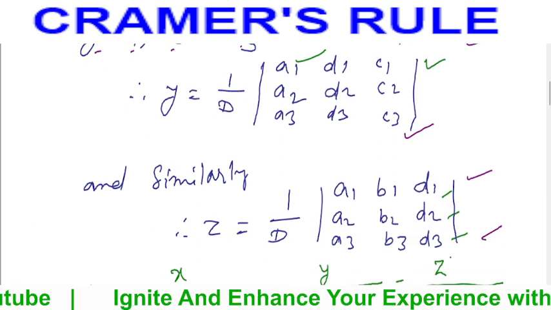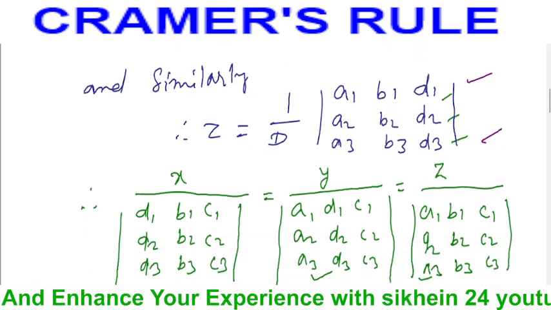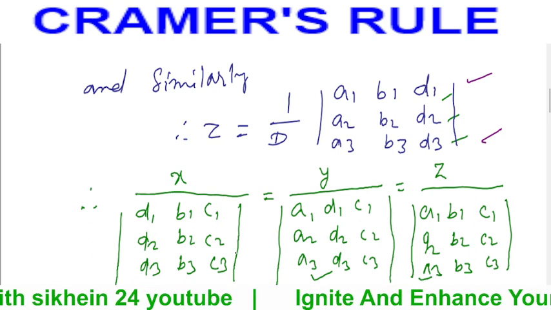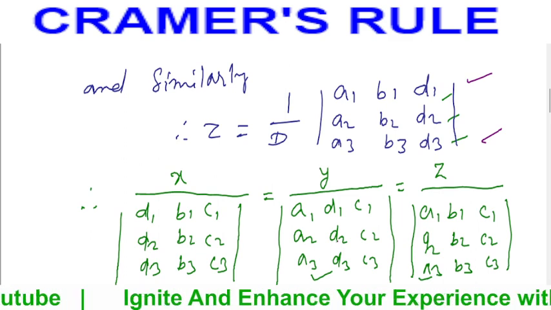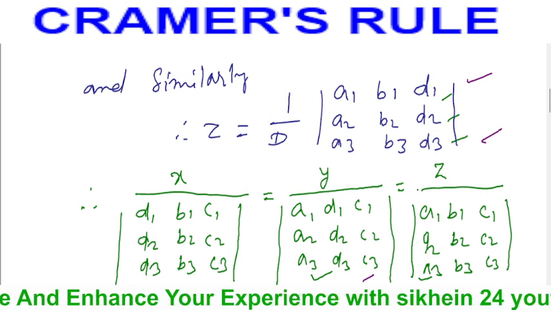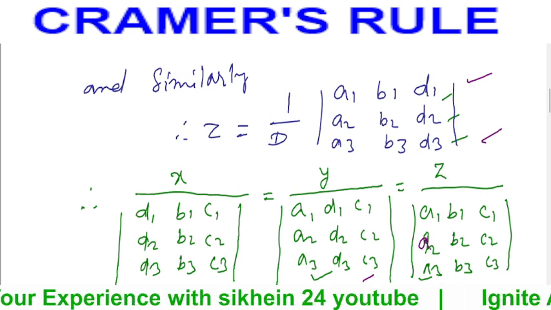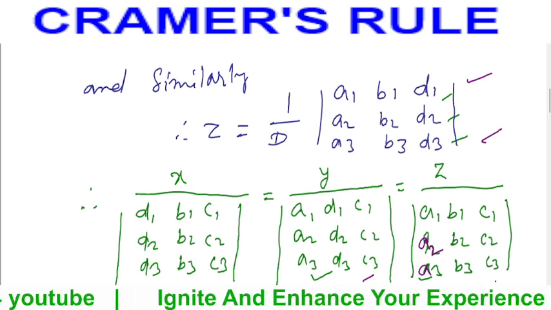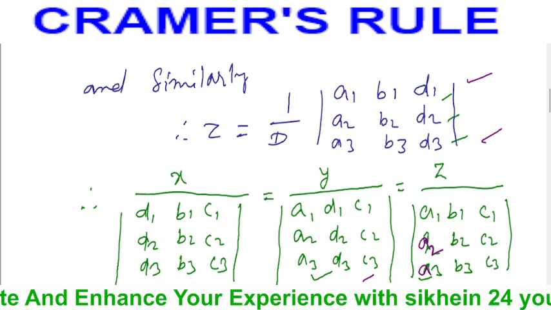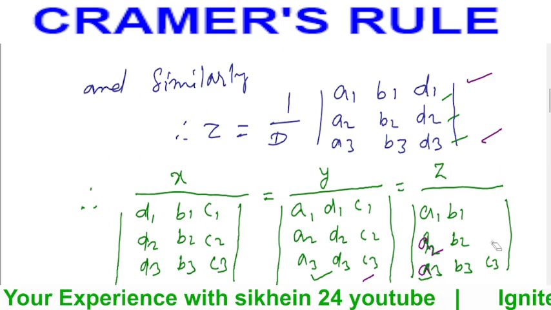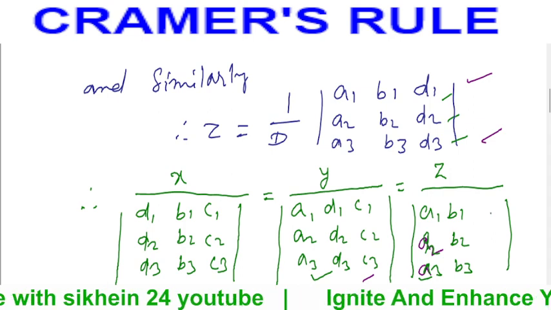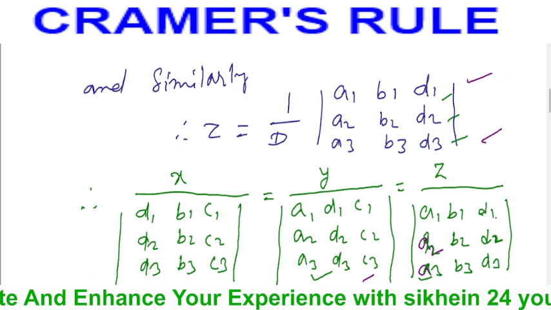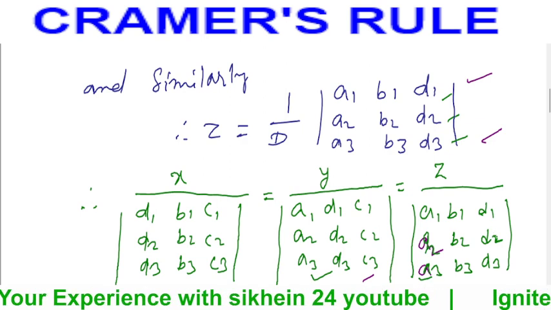So this can be written like this: x by the determinant d1, d2, d3, b1, b2, b3, c1, c2, c3 equals y by a1, a2, a3, d1, d2, d3, c1, c2, c3 equals z by a1, a2, a3, b1, b2, b3 and d1, d2, d3. We made a mistake here: for z, in the place of c1, c2, c3 we write d1, d2, d3. Right?